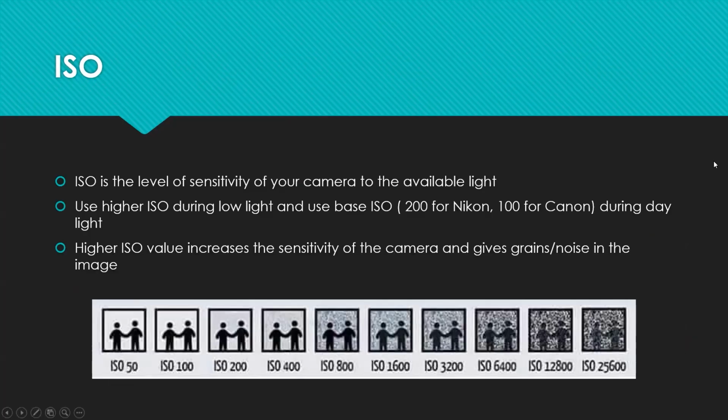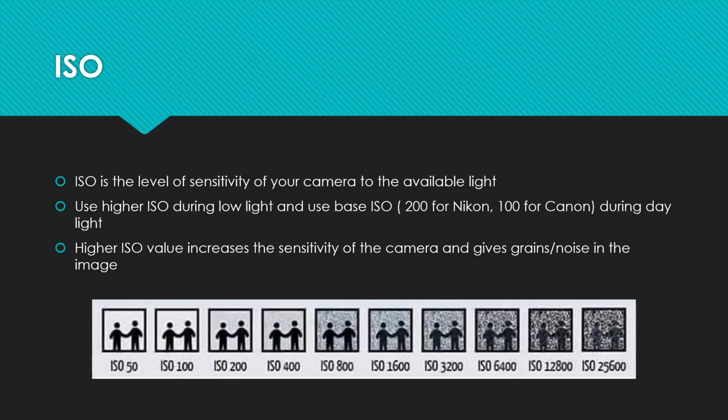So now we have come to the ISO, which is the last one in the exposure triangle. The ISO is the level of sensitivity of your camera to the available light. You use a higher ISO when there is low light. And when it is daytime and the light is pretty good, you stick to the base ISO. The recommended ones are 200 for the Nikon camera and 100 for the Canon camera.